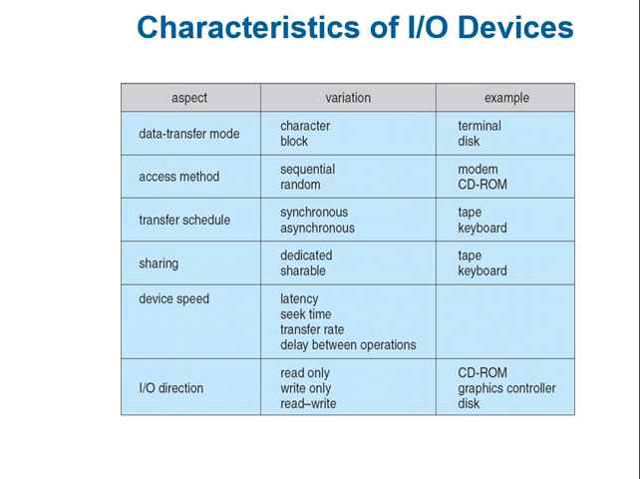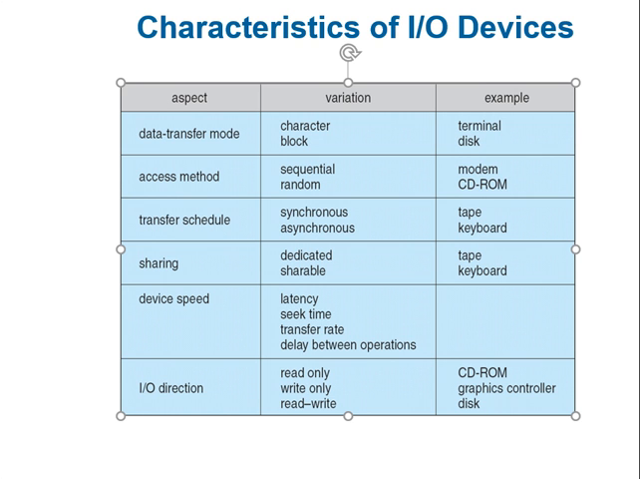In data transfer mode, for example, character or stream, an example is the terminal. In the terminal, when you write a command, it sends the data character by character or as a string. But for block, normally at this level, when we copy or paste a file from one disk into another disk, you are using block data transfer mode.